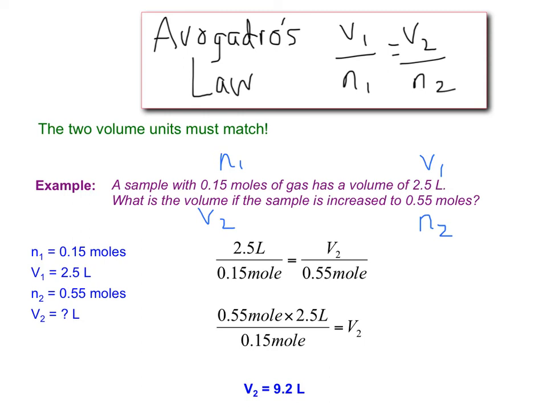We're going to take all that information, which is seen here, we're going to plug it into the equation, and then we're going to cross multiply and solve for V2. Our answer is going to come out to 9.2 liters. It's 2 sig figs because the least number of digits in our original numbers is 2 as well.